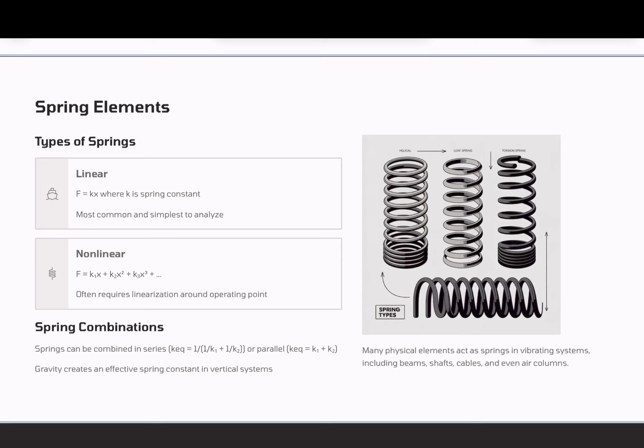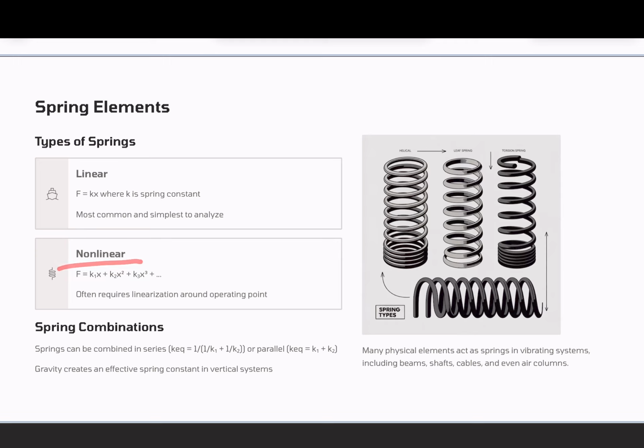Types of spring: linear, non-linear. Linear spring is the most common type, where the force is directly proportional to displacement. According to Hooke's law, F equals kx, where k is the spring constant. Linear springs are simple to analyze and are widely used in engineering.